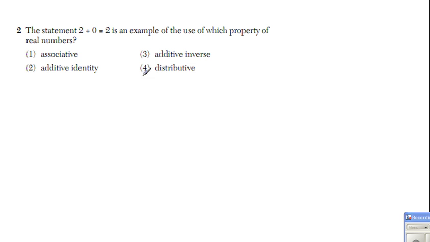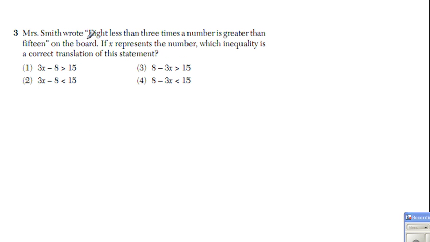Alright, let's move on. Here, we see that 2 plus 0 is equal to 2. Now, this means when we add something, we get ourself, which is identity property. Alright, number 2. Number 3, it says 8 less than. So this is very important. That means not 8 minus, but minus 8. That's what we'll have. 3 times a number, so therefore 3x. That's the expression we are looking at, so which will be these two. But it's greater than 15, so it has to be greater than 15. That means choice 1 will be our answer.